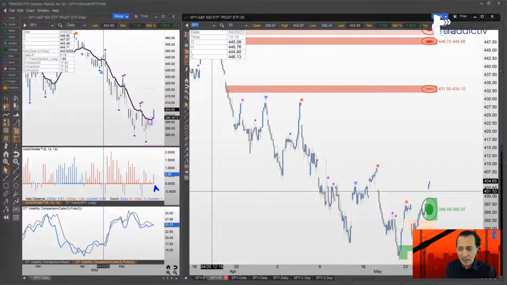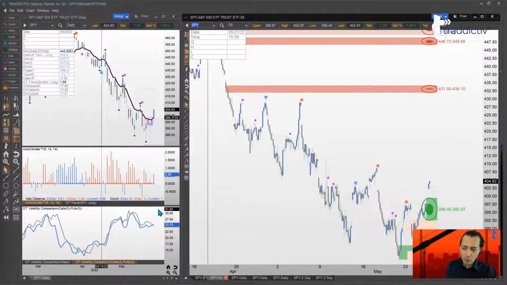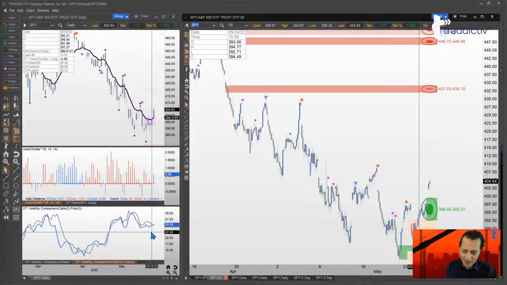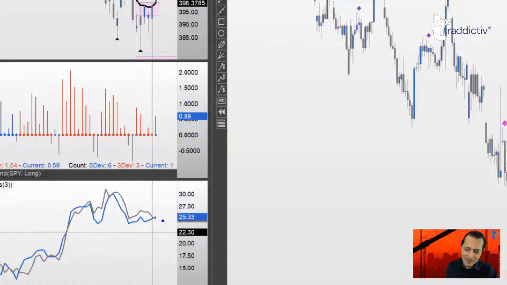Okay, now I have to say, in favor of this climate, that for the first time since a long time, not for the first time ever, we are now seeing the blue line crossing over above the gray line. The blue line meaning the implied volatility of the calls, the gray line being the real-time implied volatility of the puts. This basically is showing us that buyers are available in the marketplace.